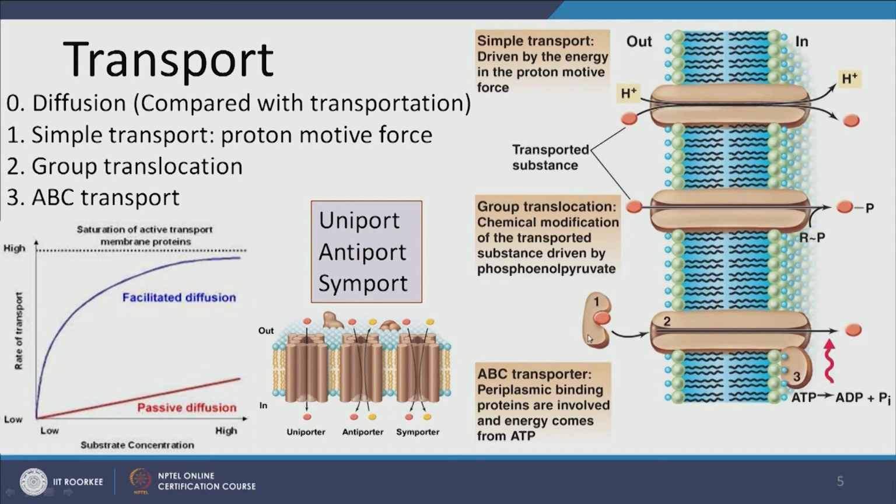In ABC transportation, this is common in gram-negative cells. We have periplasmic proteins which bind with the substance that we want to bring in. So this protein binds with the substance, they bring it to the integral membrane protein that wants to transport it, and one ATP is utilized. Now remember, ATP is the currency of energy.